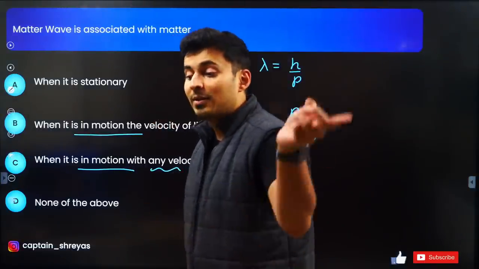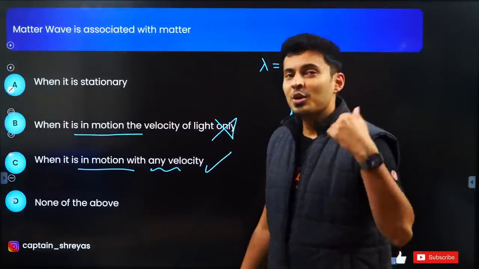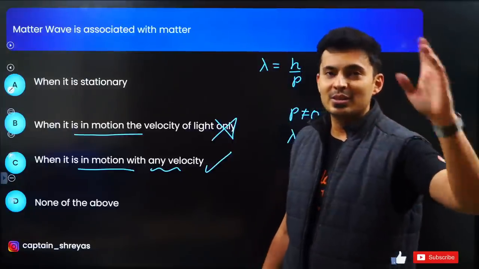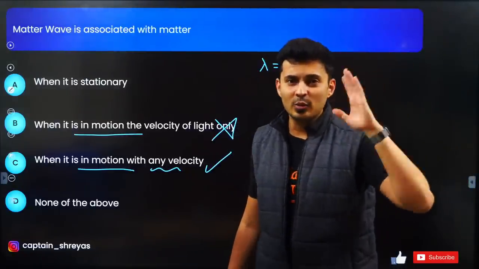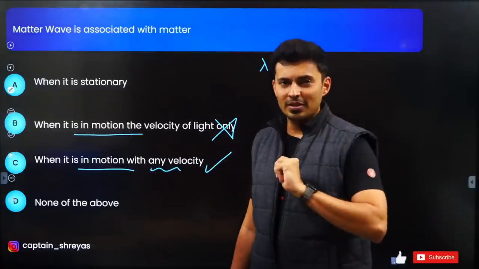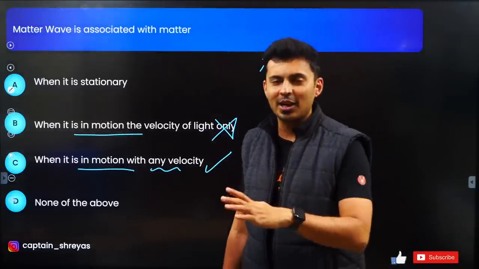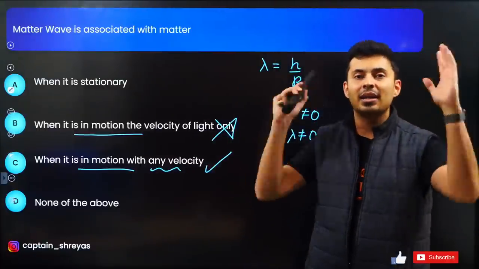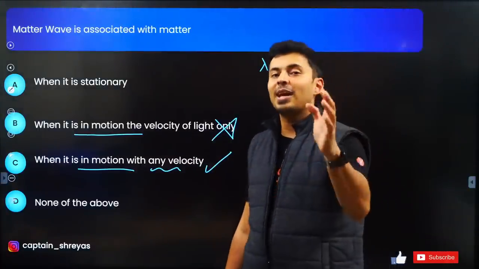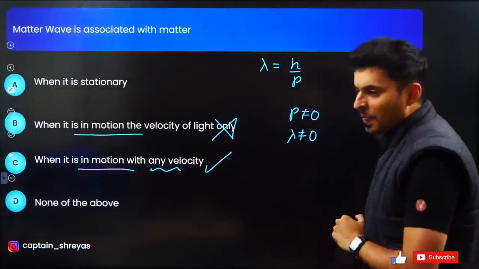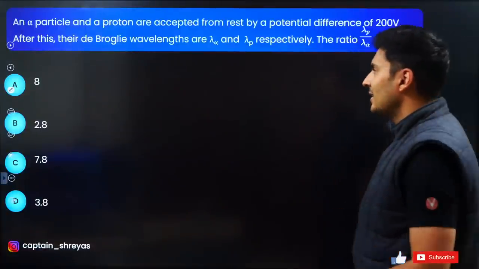Matter waves can undergo interference. Yes, Kailash, because it's a wave. So waves can undergo all those things that any light or sound wave can do. Constructive interference, destructive interference, diffraction, refraction, all those things it can undergo, guys. All those are wave-like characteristics. Exactly.